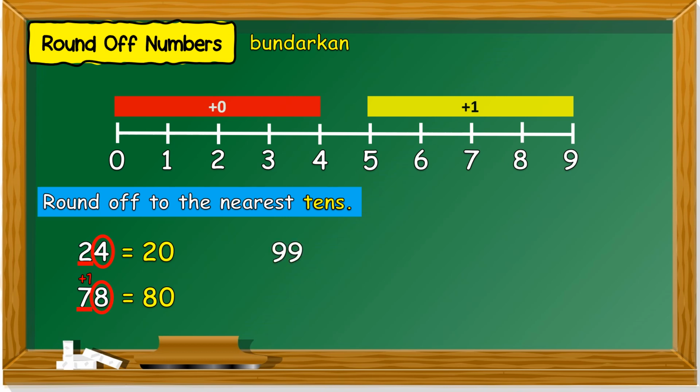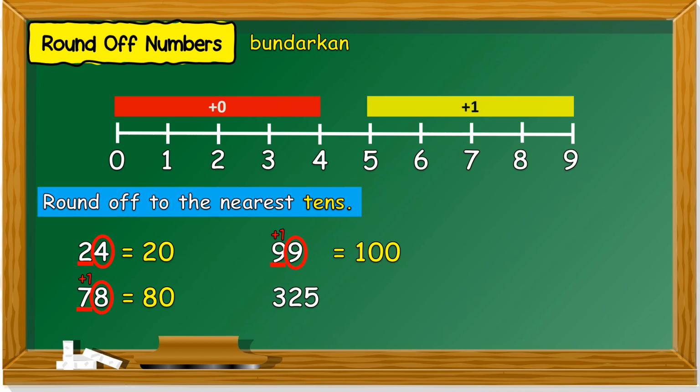Next example, 99. Place value of tens. Friend on the right. On the number line, number 9 is here. So, we plus 1 on top of 9. So, the 9 on the place value of 1s becomes 0. 9 plus 1, 10. So, the answer is 100.